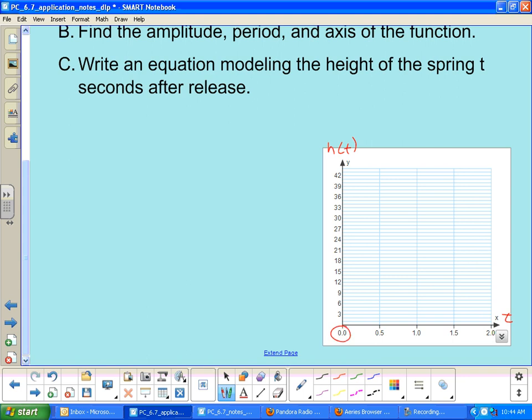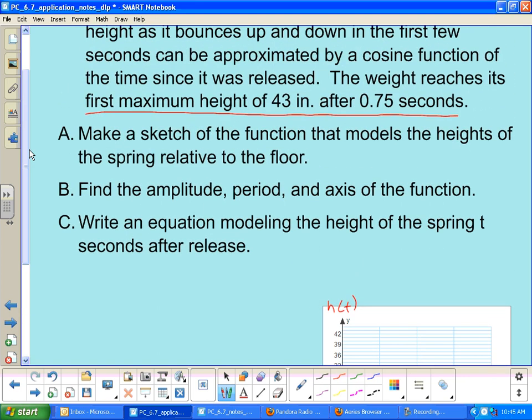So we're going to go up here, and we're going to put our point in. 0, 29. That's our very first beginning of this spring. And then we let it go, and it does its thing, and it says that after 0.75 seconds, it reaches its maximum value. So we're going to go 0.75 seconds and go up to 43, and we're right about there.